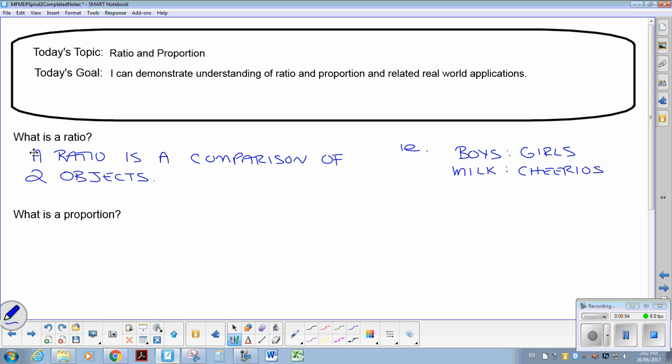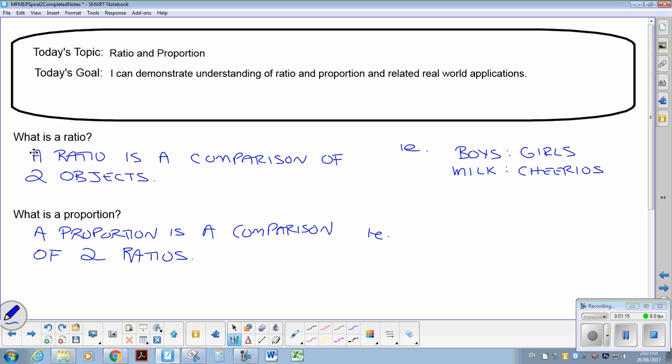What is a proportion? A proportion is a comparison of, instead of two objects, it's two ratios. All right, so what's my example for this? It would look like this. So boys to girls in, and I'll put a subscript, math class.